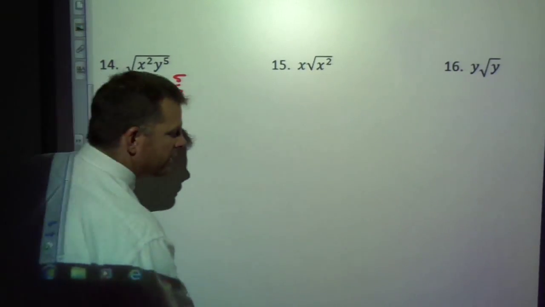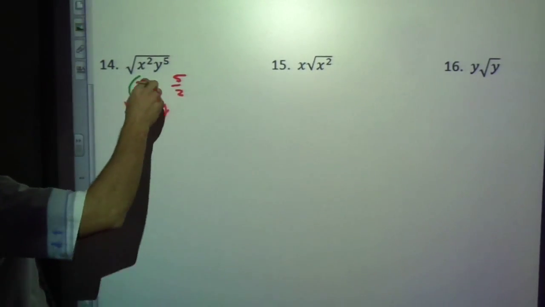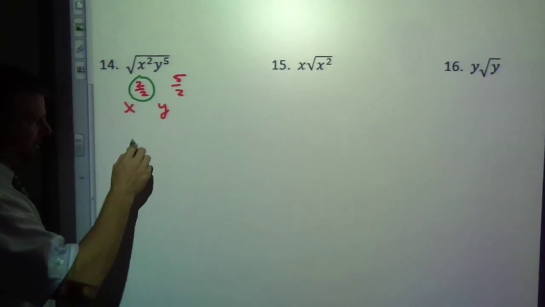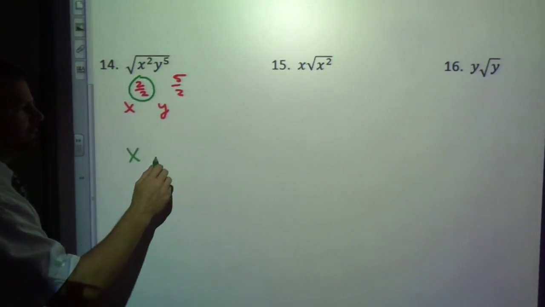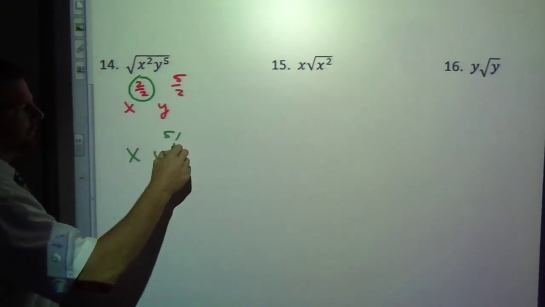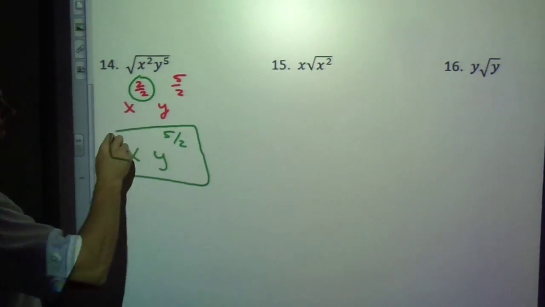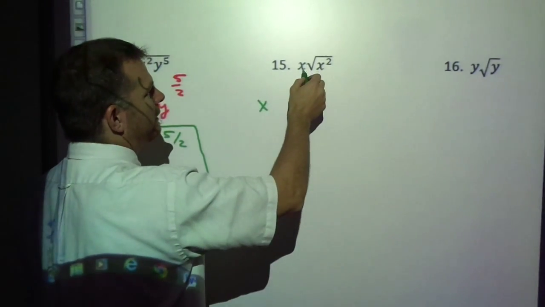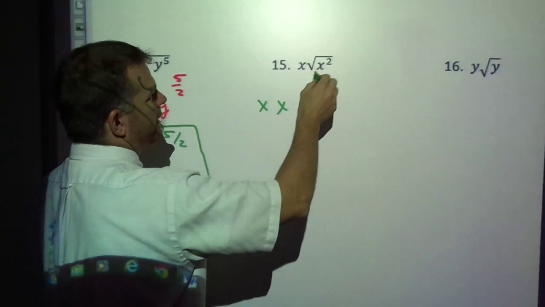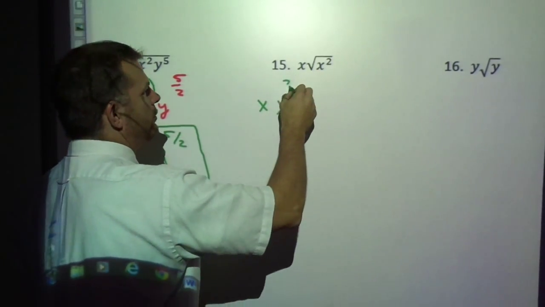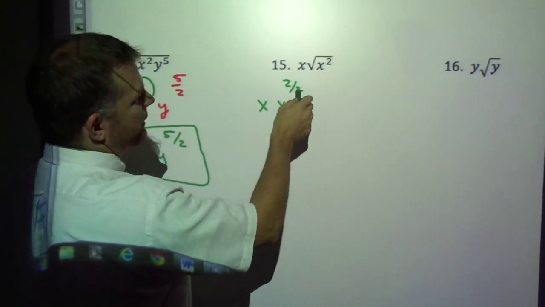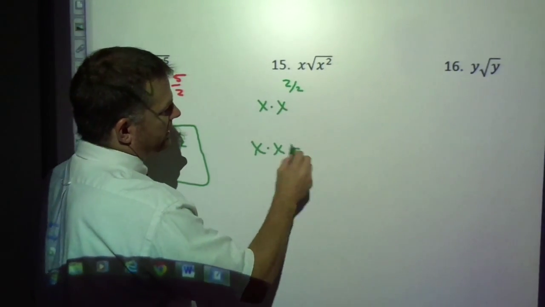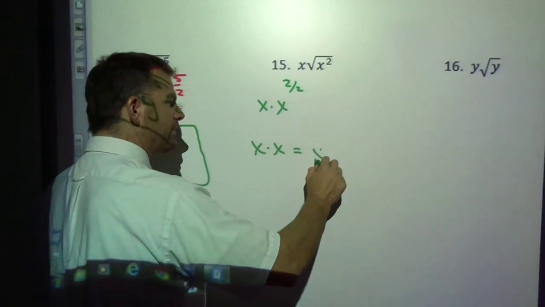Now this one can actually be simplified because we know what 2/2 is. 2 divided by 2 is just 1. So the answer is x to the first. We could write 1 and we don't have to. Y to the 5/2. This one we have x here, and this one is x to the 2/2 power. Oh, wait a second. We know that's x to the first. So what's x times x? X squared.